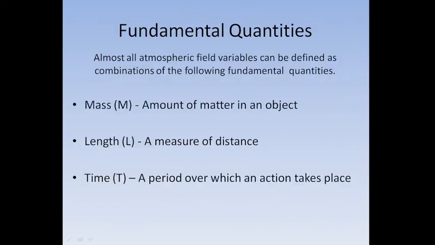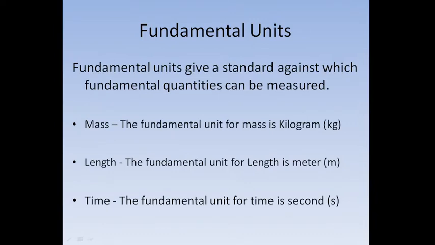The fundamental quantities: almost all atmospheric field variables can be defined as combinations of the following fundamental quantities: mass, length, and time. Mass is the amount of matter in an object, length is the measure of distance, and time is a period over which an action takes place. The fundamental units give a standard against which fundamental quantities can be measured. Mass is measured in kilograms, length in meters, and with weather you'll also see kilometers, and then time is a fundamental unit. Time is second.